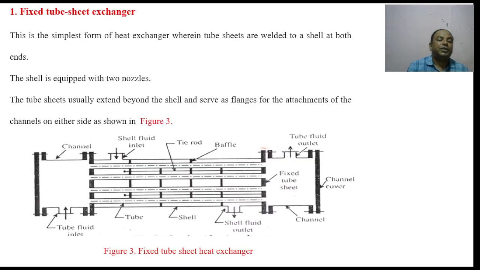So the first, simplest type, the fixed tube sheet heat exchanger, is as shown here. The name itself indicates fixed tube. That means the tubes are fixed. These tube sheets are fixed to the shell. So on either side of this fixed tube sheet exchanger, the tube sheets are fixed to the shell. You can see it over here.